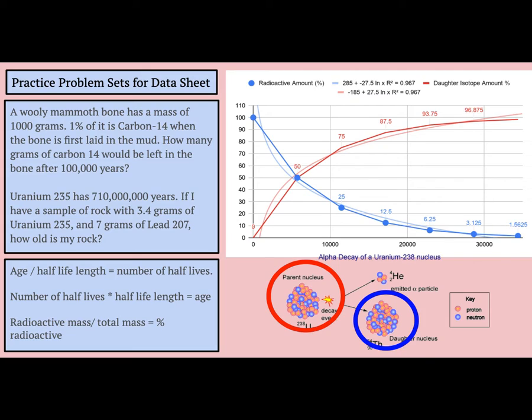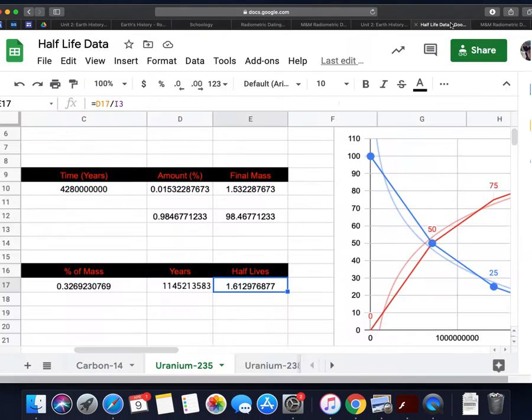The first is where we're going to be converting time into mass. I know the age. What is the mass? And the other is where I'm going to be converting mass into age. So a woolly mammoth bone has a mass of 1,000 grams. 1% of it is carbon-14. How many grams of carbon-14 would be left after 100,000 years?